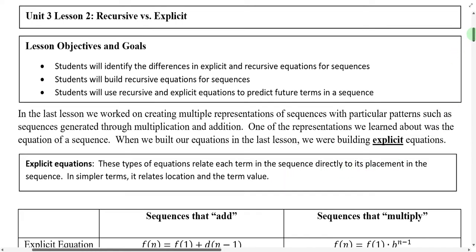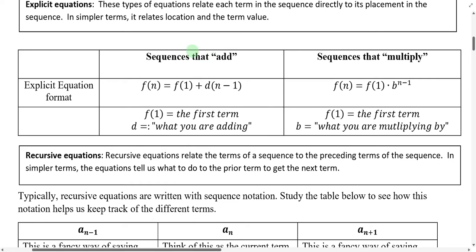So just a little bit of a summary from the last lesson, right? When we had sequences that add, this was the format that we used to build our explicit equation. So if you recall f of 1, this piece right here was a fancy way of saying the first term, right? So we would put the first term right here. This number d is what we were adding by. We called it a common difference. So once we identified the pattern, if we were adding by 3 or 4 or whatever it was, that number that we're adding by would go in front of the parentheses, okay?